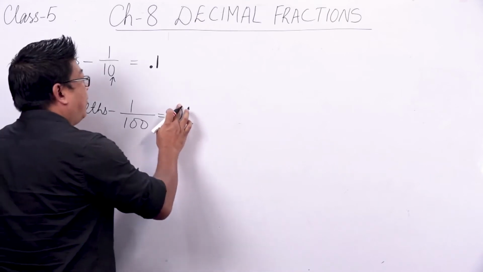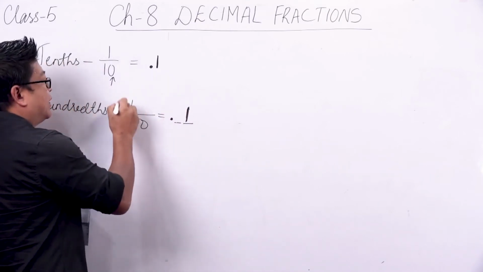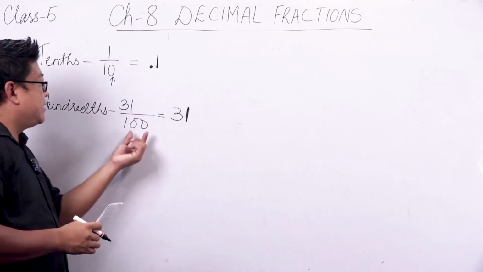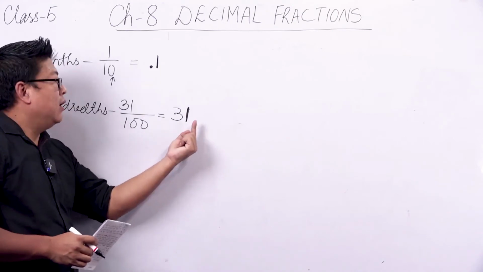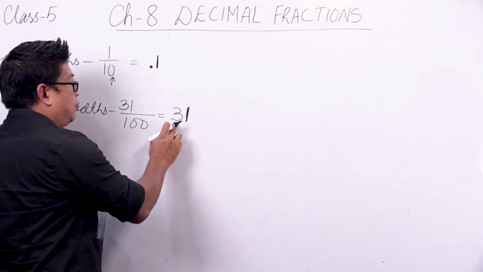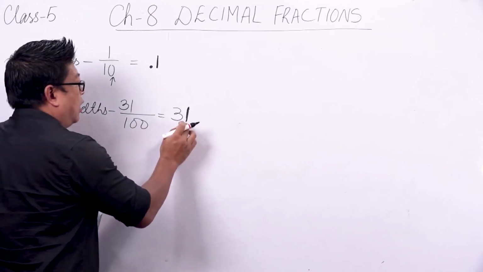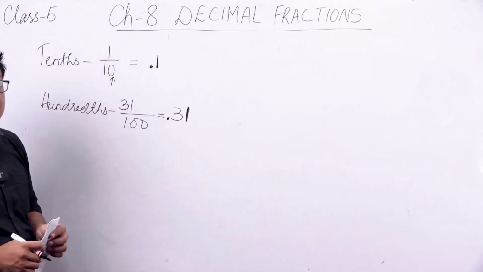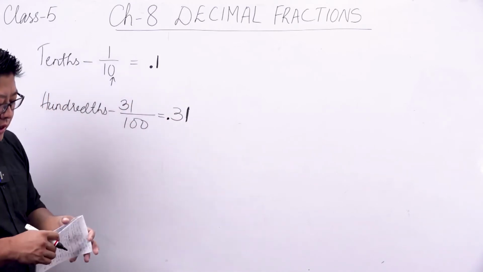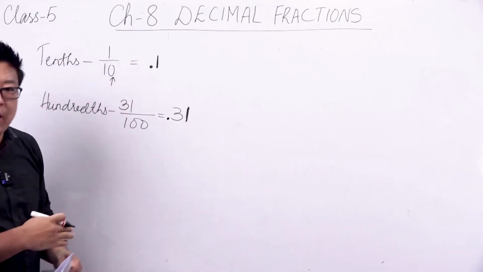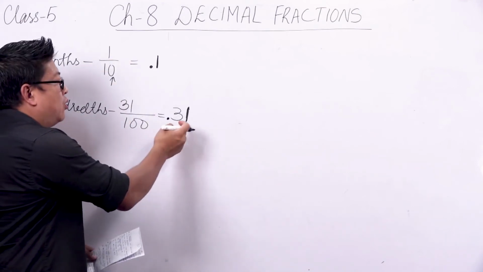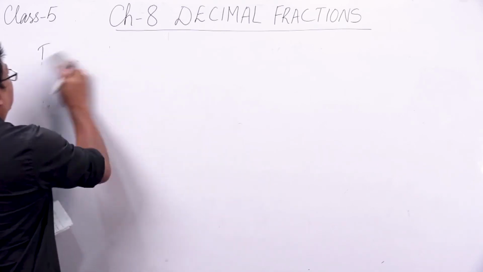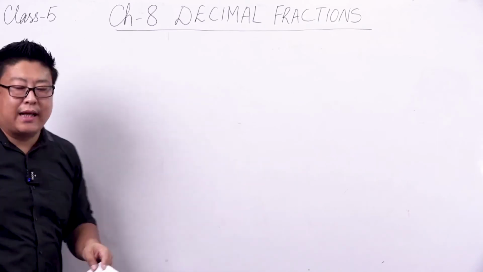If the number was 31, I'll write 31 first. Since there are 2 zeros, I will count from the right: 1 place, 2 places, and put the decimal point. So this is how you put the decimal point for tens, hundreds, thousands. If it is 1,000, it'll be 3 places: 1, 2, 3, and then the decimal point. So this is about the tens, hundreds, thousands, ten thousands.